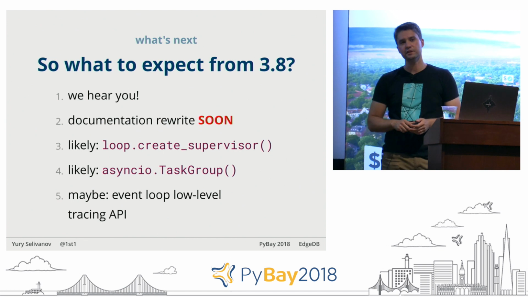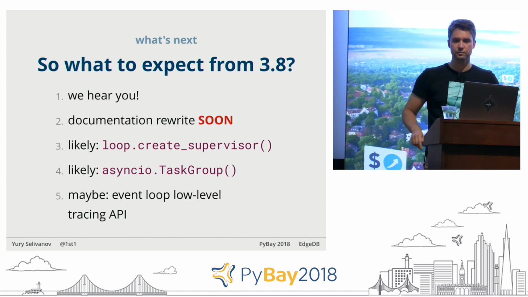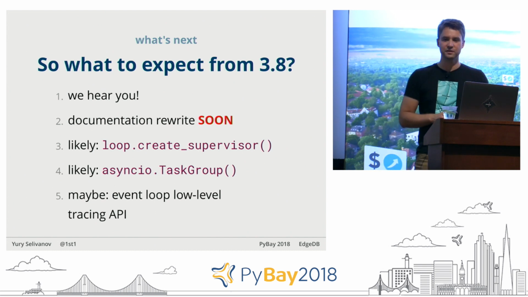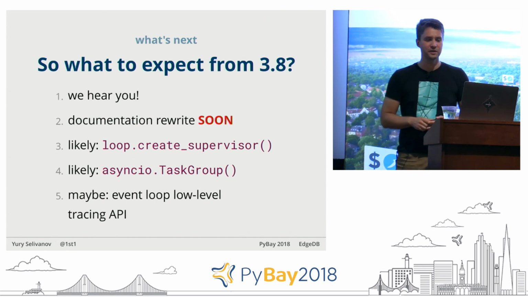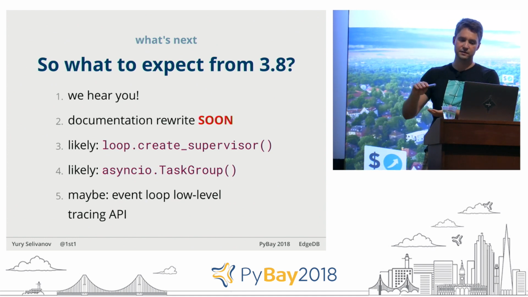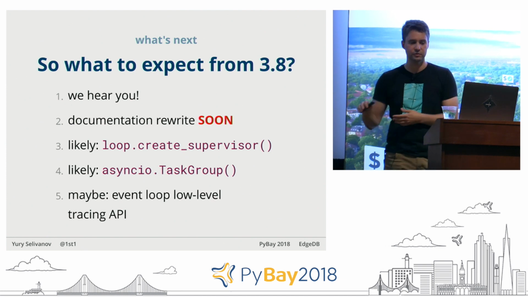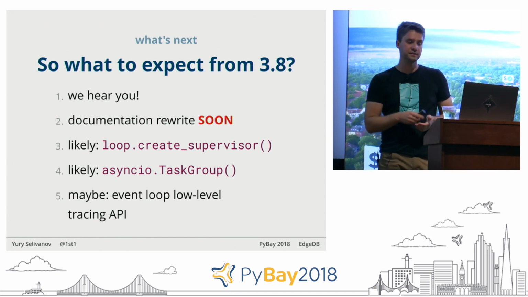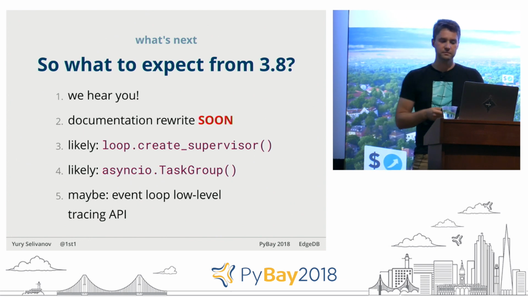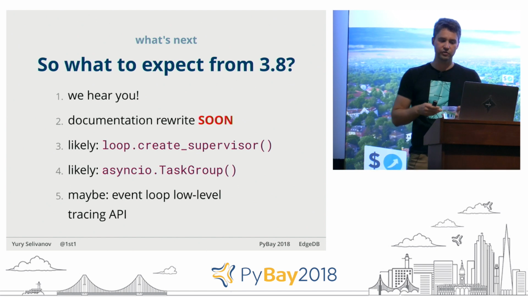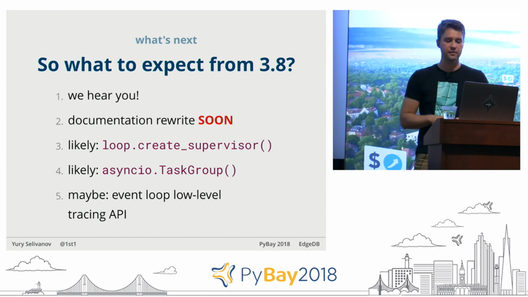Documentation, the documentation for asyncio has to be just rewritten from scratch, and this is something that I have been promising for a couple of years now, and I finally started to work on that. So hopefully in a month or so we'll have a new documentation for asyncio with correct accents on correct high-level APIs, with a high-level tutorial, with an examples index, and all of that stuff. Likely we will have asyncio create supervisor and asyncio task group. Again, there is no hard guarantee, but all asyncio maintainers actually want this functionality in one way or another.